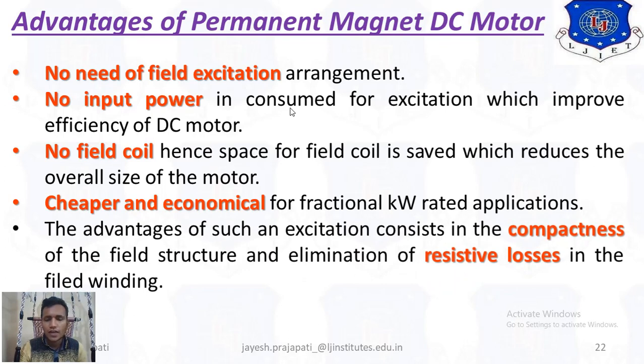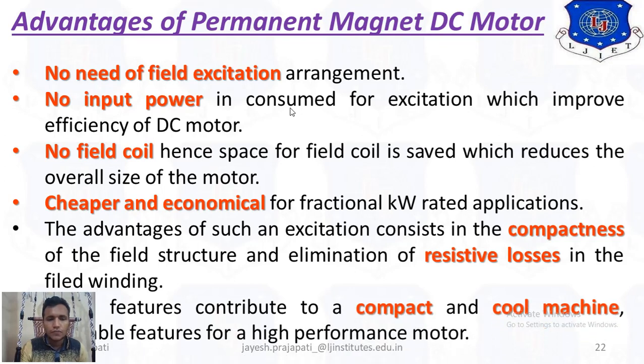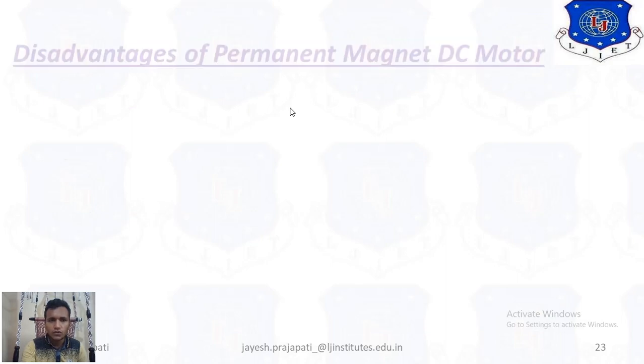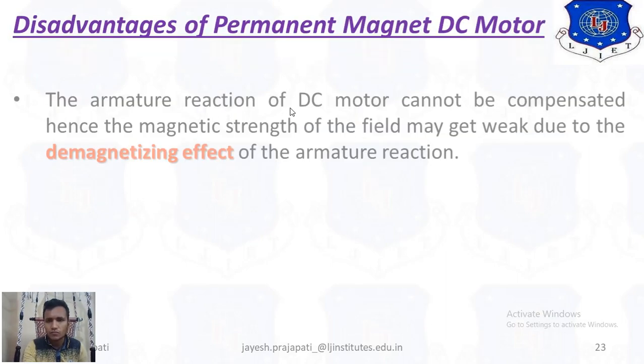The advantage of such an excitation consists in the compactness of the field structure and the elimination of resistive losses in the field winding. This feature contributes to a compact and cool machine, desirable features for a high performance motor. So there are a lot of advantages of the permanent magnet DC motor, but the main advantage is that it does not require any kind of field excitation. But due to this advantage, it also has some disadvantages. So you can see the disadvantages of the permanent magnet DC motor.